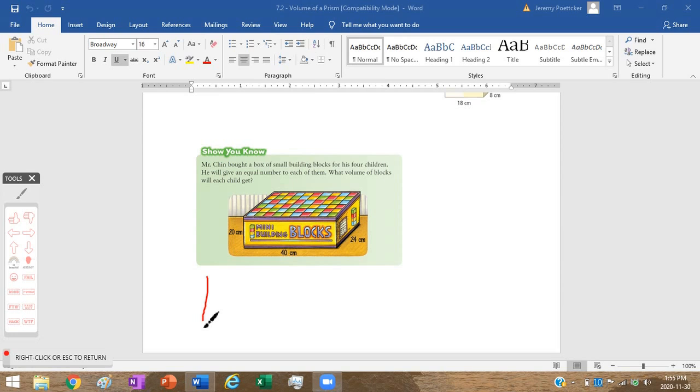All right, so our answer is going to be each child gets 4,800 centimeters cubed of blocks. Which seems like a lot, but it's a fairly big box that he's got there.